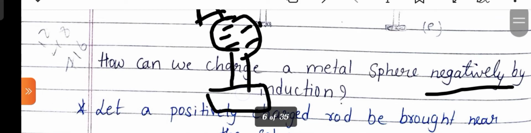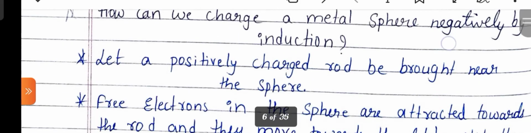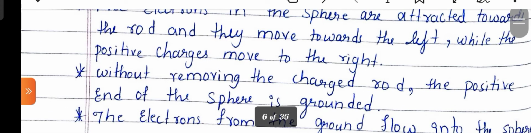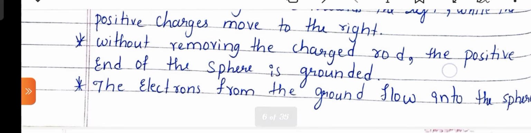Here we'll see the description. Let a positively charged rod be brought near the sphere. Free electrons in the sphere are attracted towards the rod and move towards the left, while the positive charges move to the right. Without removing the charged rod, the positive end of the sphere is grounded and the electrons from the ground flow into the sphere.